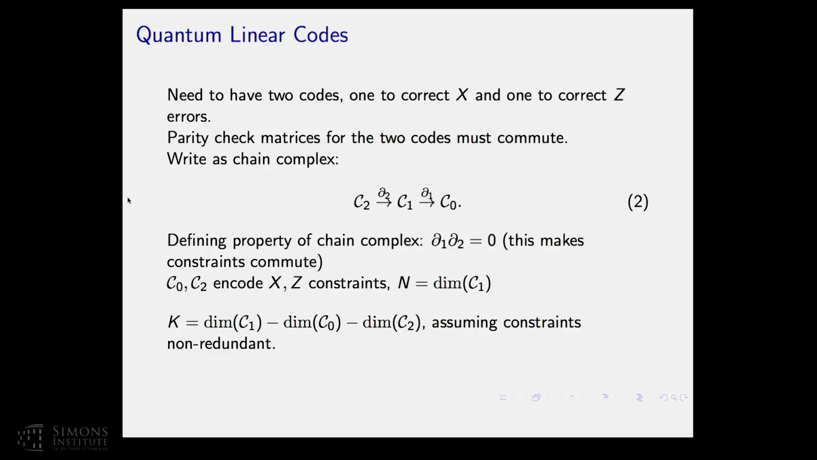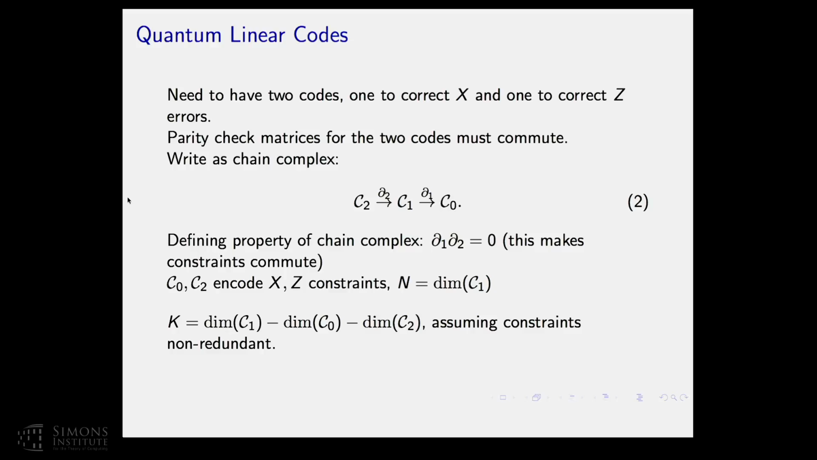So how do we write this? We write this again as a chain complex. This means there are 3 spaces, C2, C1, and C0. The middle space, C1, is where the messages live. This is going to be n-dimensional, which is the number of qubits that we send. This operator, partial 1, this boundary operator, will encode, let's say, the x constraints. So this will be a map from C1 to C0. And then this other operator, partial 2, will encode the other constraints, the z constraints. And you should actually think of it as the transpose of this operator, grad 2, a map from C1 to C2, and that encodes the other constraints.